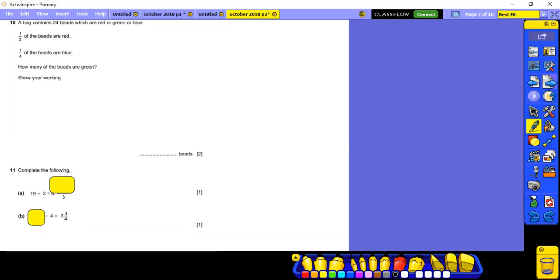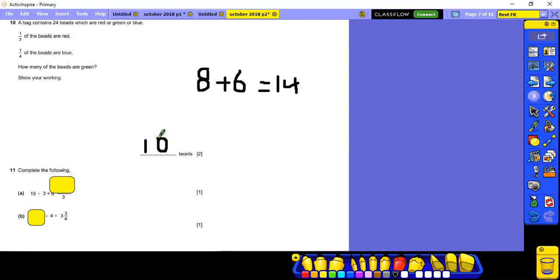Hussein is saying 10. Okay, first of all, I need to find 1/3 of 24. If you make 24 divided by 3, you will find the answer is 8, right? And 1/4 of the 24 is what? 24 divided by 4 is 6. If you add 6 plus 8, that's 14, right? Take away 14 from 24. So the answer is 10 beads. Yes, 8 plus 6 is 14. So 10 beads is the right answer.